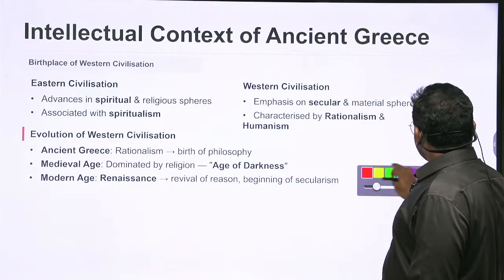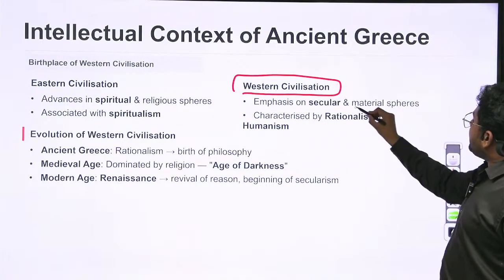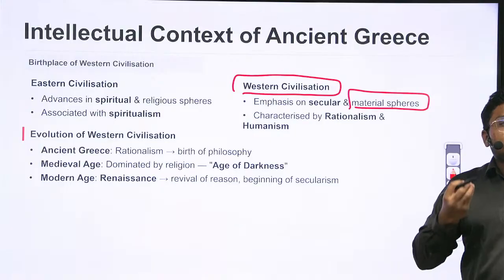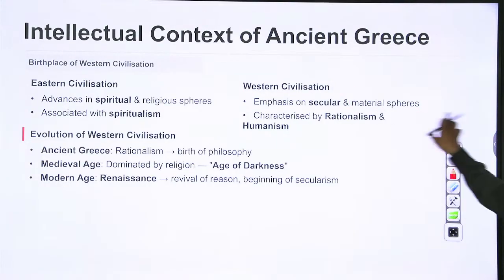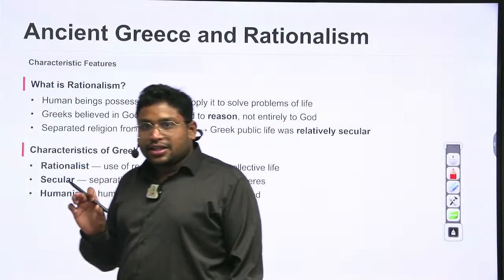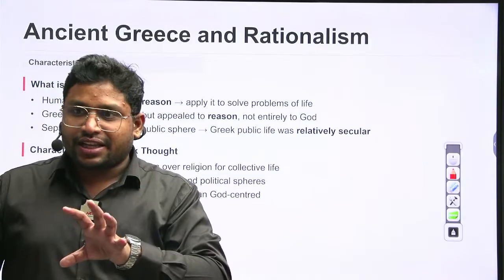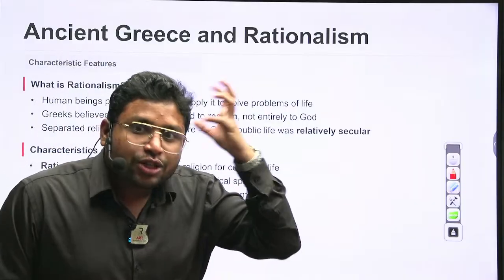Now, when you say that Western civilization developed in the material sphere, what is that specific thing on which they focused? We have some words like rationalism and humanism; these are the things they focused on. So let's try to understand their thought process. When we go to the West, the entire Western civilization, we will go to Greece and try to understand the Greek thought process.